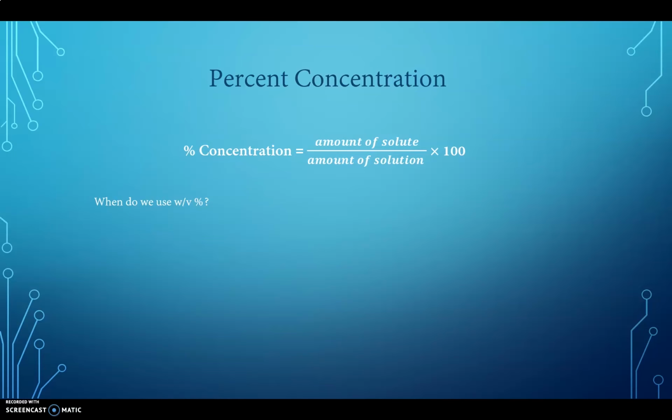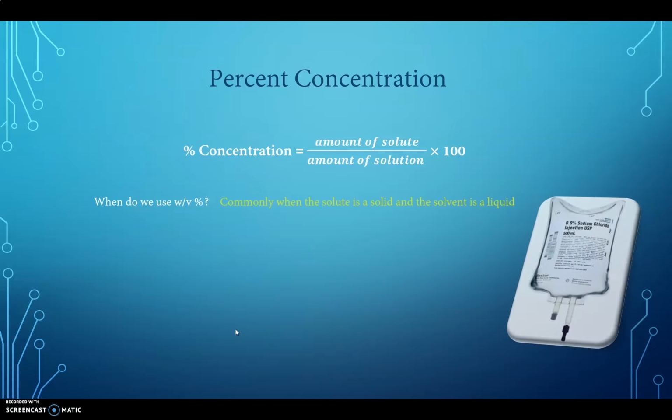So when do we use a weight volume percent? Well, most commonly when the solute is a solid and the solvent is a liquid. And a good example of that are various IV solutions. This represents what they call a normal saline solution, a 0.9% sodium chloride solution. So in this case, sodium chloride is our solid solute and water would be our liquid solvent.